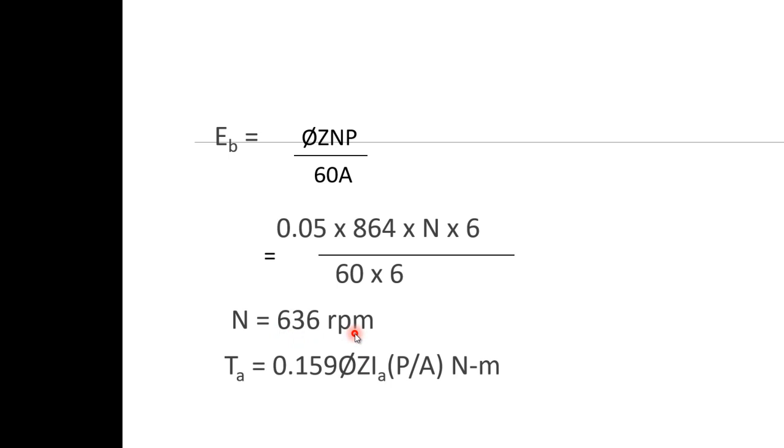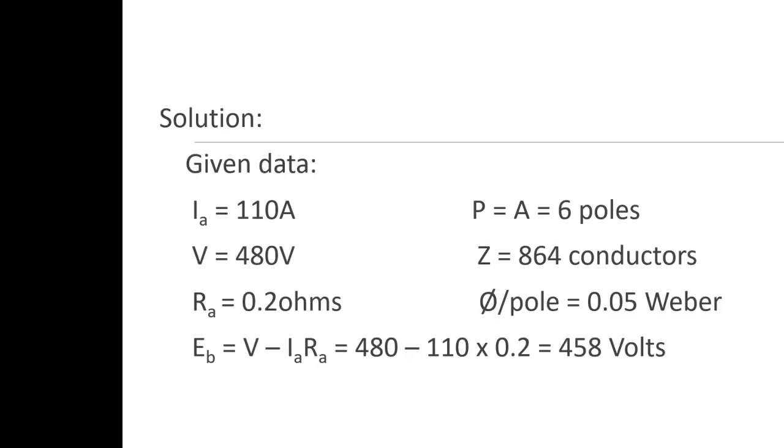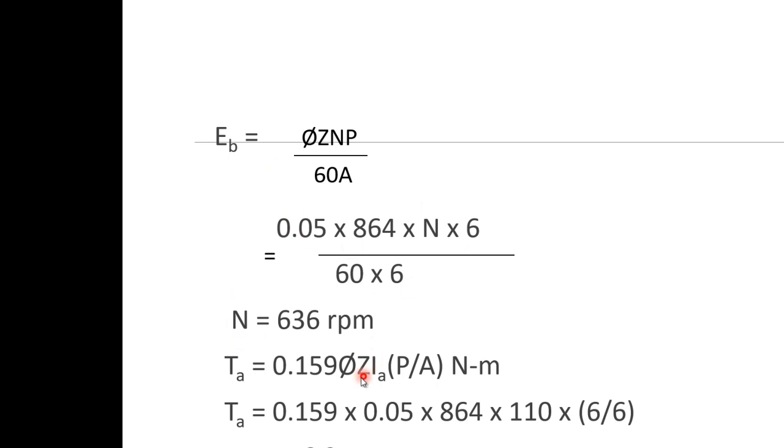Okay. Now torque. We already know the torque equation also. The torque TA is equal to 0.159 phi Z IA into P by A. So we know phi, we know Z, we know IA also. So we have to calculate TA. Substitute all the values which are available and we will get TA is equal to 756.3 newton meters. RA was directly given. So we calculated EB, we calculated N, and we calculated TA. The gross torque they have asked, which is developed at the armature, is 756.3.